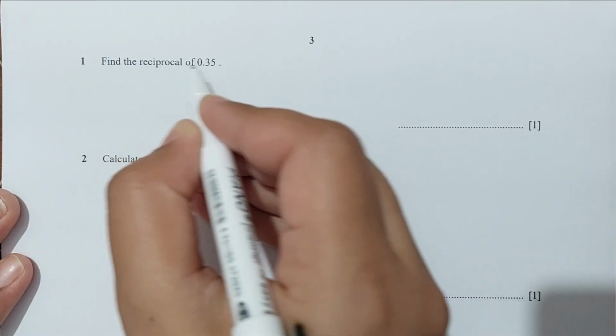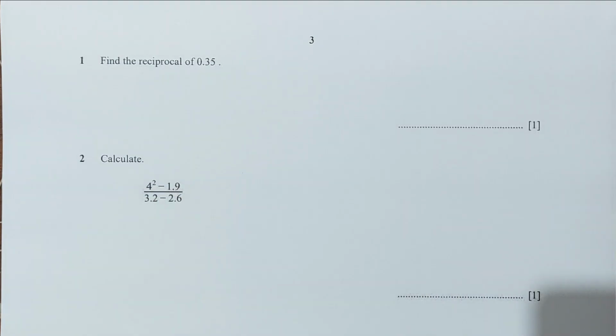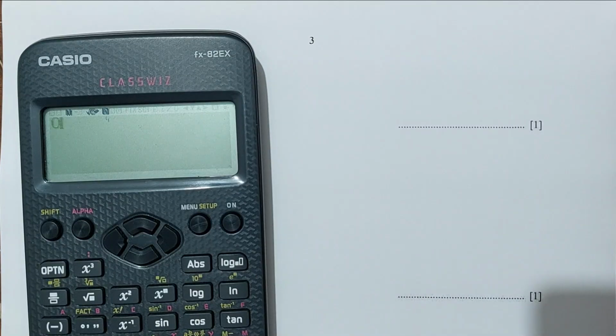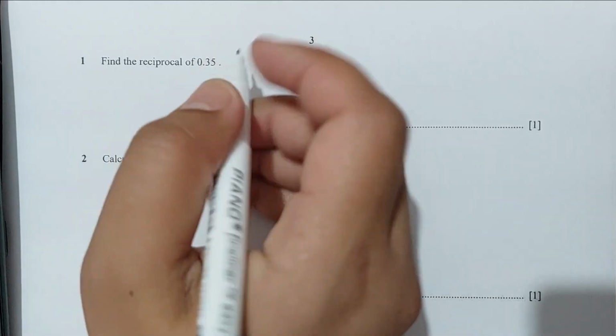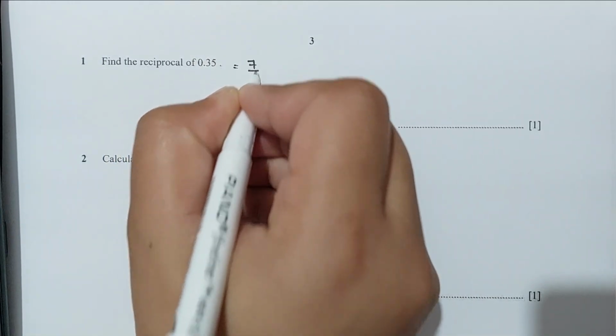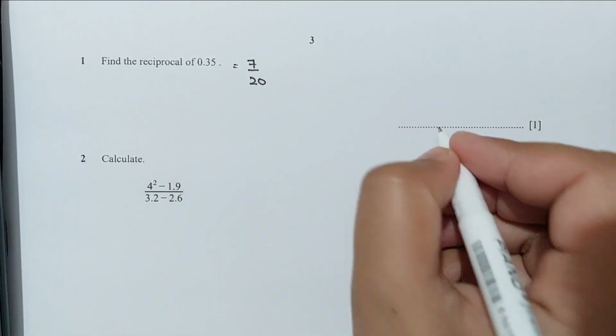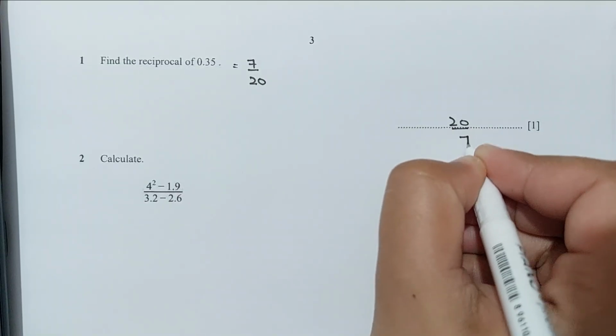Question number 1, find the reciprocal of 0.35. So first, as calculator is allowed, we have to find what 0.35 is, which is 7 over 20. 0.35 is 7 out of 20. So the reciprocal of 7 by 20 is 20 by 7.